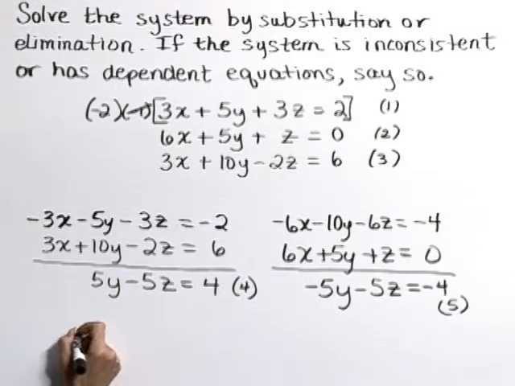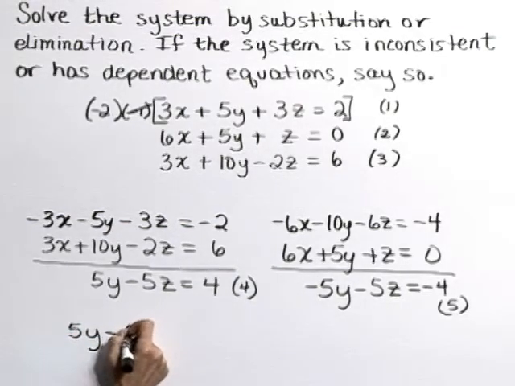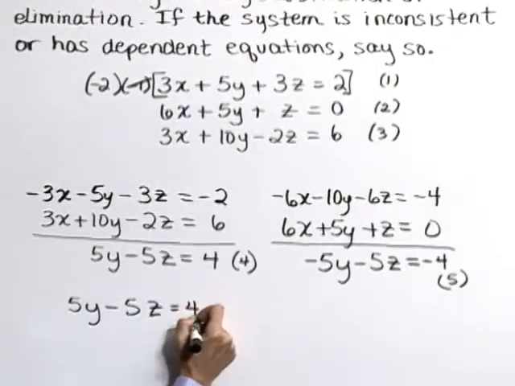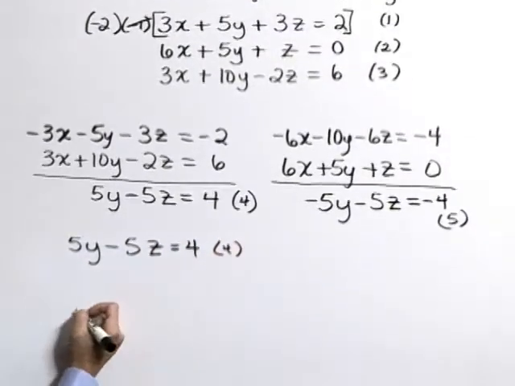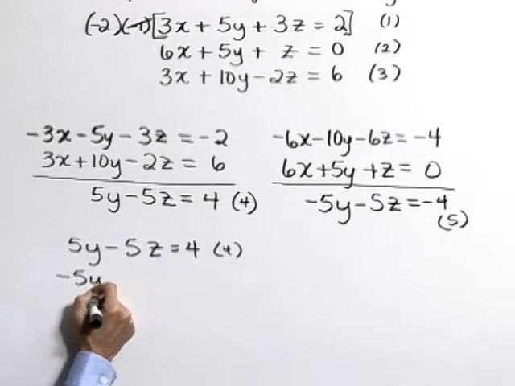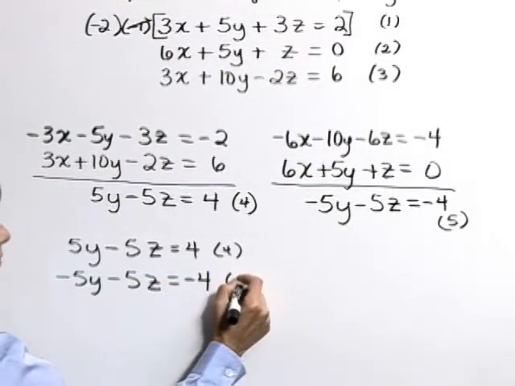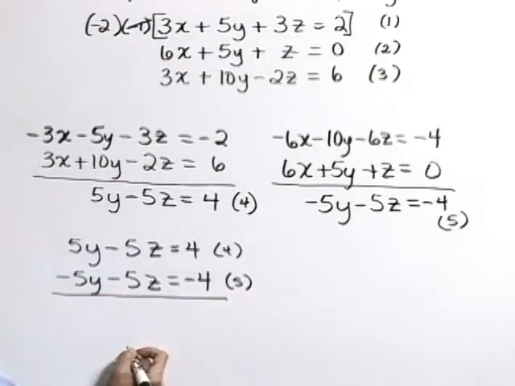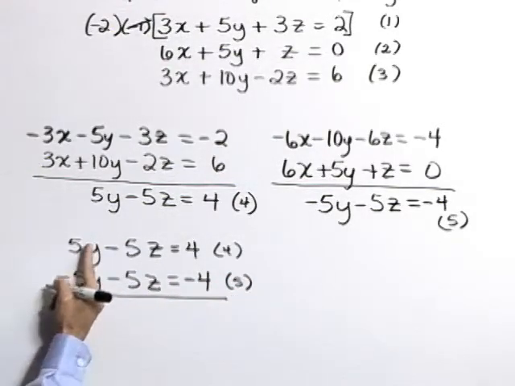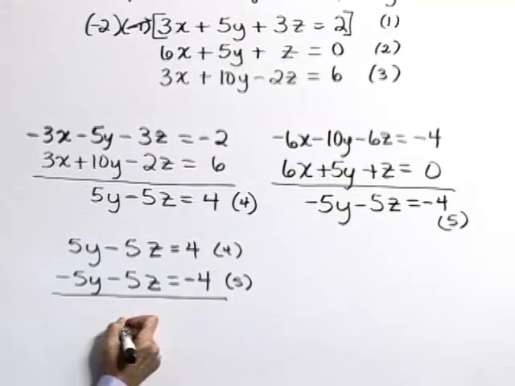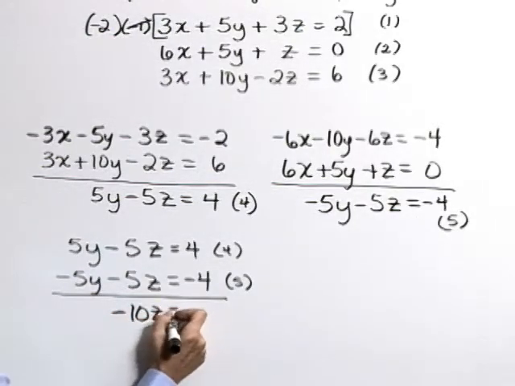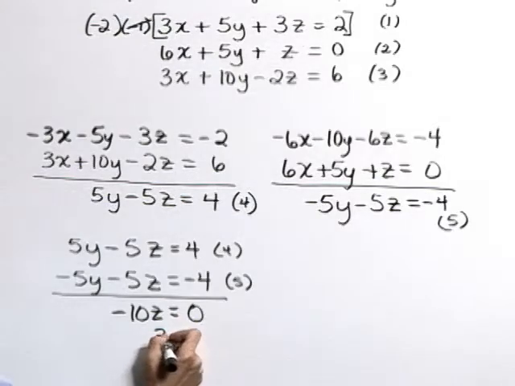Rewriting equation 4, 5y minus 5z is equal to 4. Rewriting equation 5, -5y minus 5z is equal to -4. If we add these equations together, our variable y is going to eliminate, leaving us with a -10z is equal to 0, or z is equal to 0. So we found the value for one of our variables. We found the value for z.